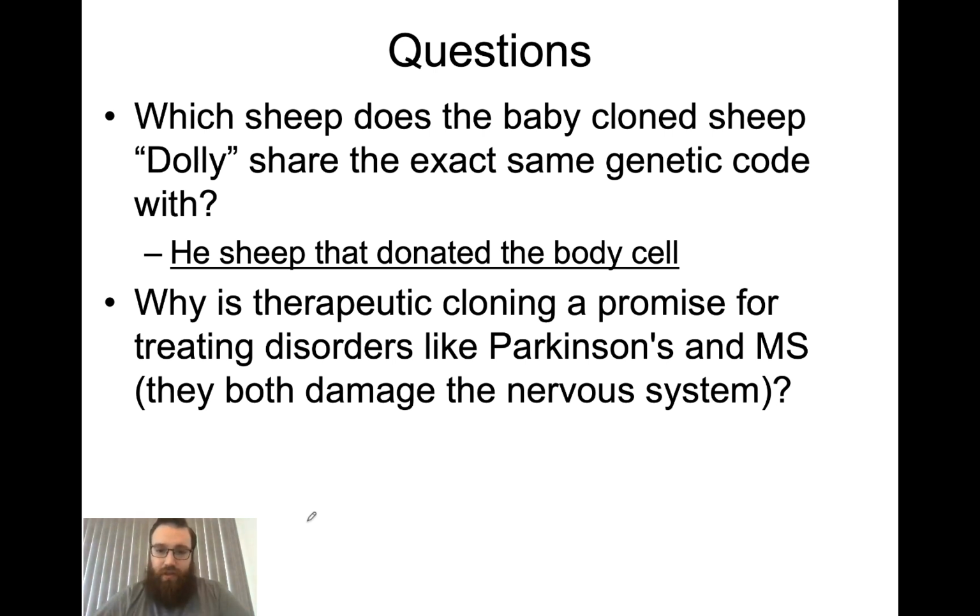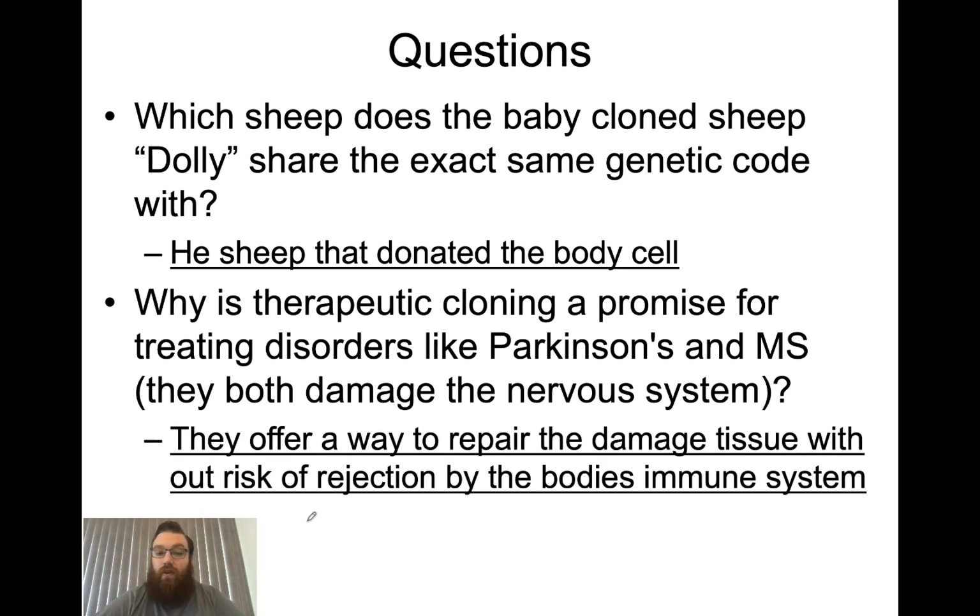So if you guys recall when we did the nervous system, the nervous cells can't go through mitosis like the rest of our body system can. So why is therapeutic cloning a promise for treating disorders like Parkinson's and multiple sclerosis? Okay, they both offer a way to repair the damaged tissue without risk of rejection by the body's immune system. Okay, so you could take stem cells, okay, and remember when we talk about those markers in the circulatory system on the red blood cells, those are going to be produced by the identical DNA that's in other parts of the body.